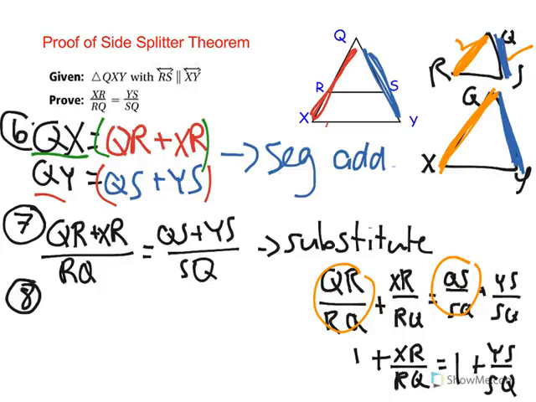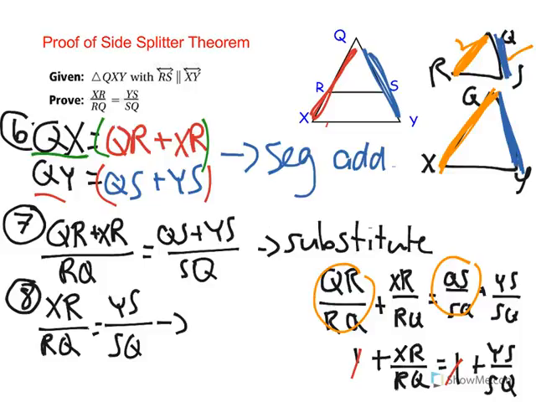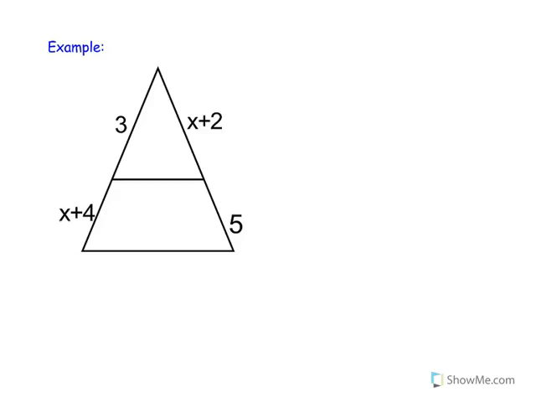So if you subtract 1 from both sides, then you're left with what you want to end with. So we're there. XR over RQ has to equal YS over SQ. So your reasoning for that, you could say division and subtraction, because that's what we did. We divided and then we subtracted 1. And that's the proof for that theorem.